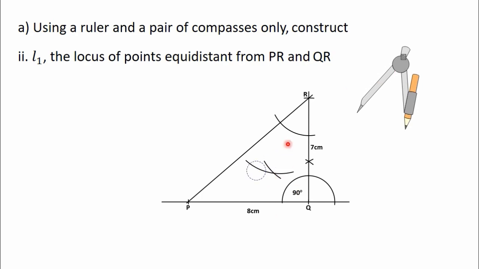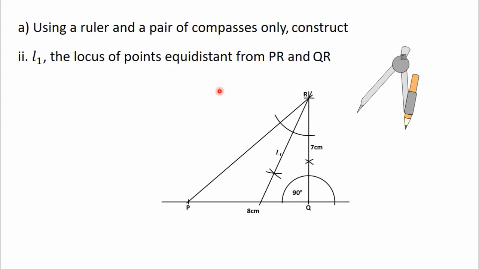I'm going to clean the excess part of the arc so that we can continue. So I'll clean this part and clean here too. To get the bisector of the angle formed at point R, we will draw a straight line joining the point of intersection of the two arcs to point R. This straight line bisects the angle formed at point R, and as we have seen, it is the locus of points equidistant from the line PR and the line QR. The question says that we should call this locus L1. So we have L1 here, which is the locus of points equidistant from PR and QR.